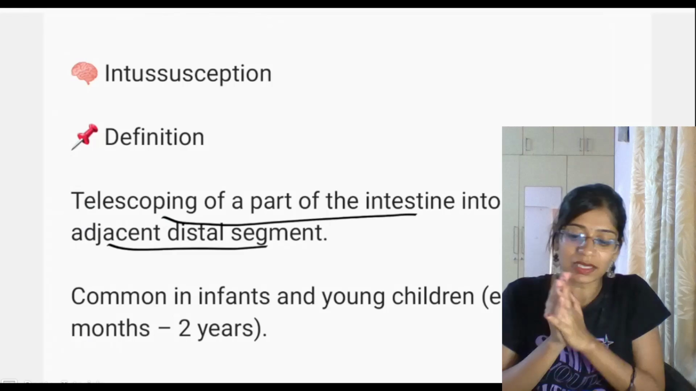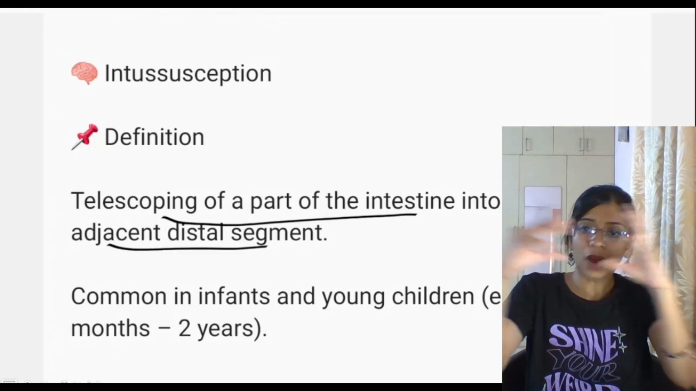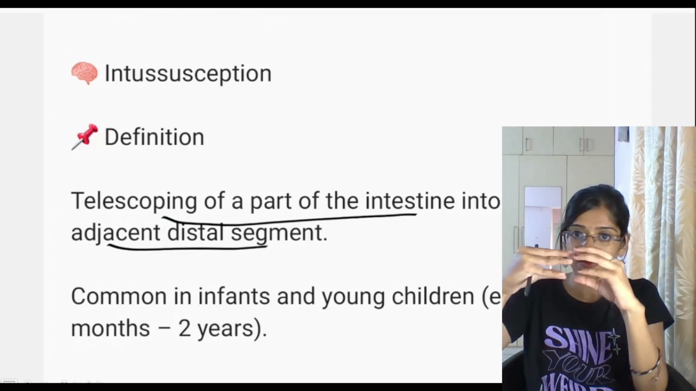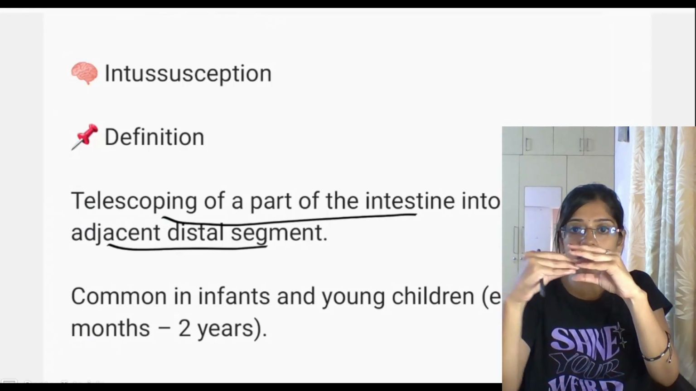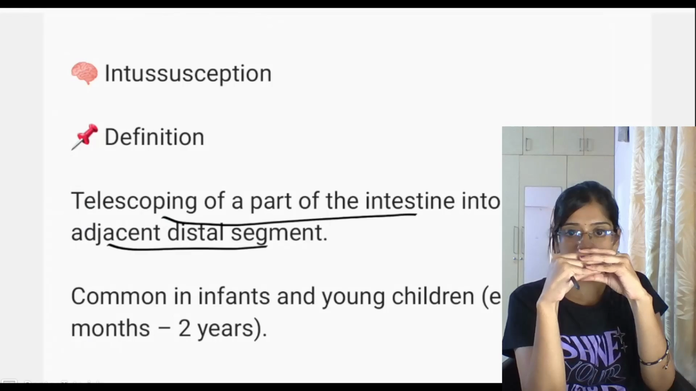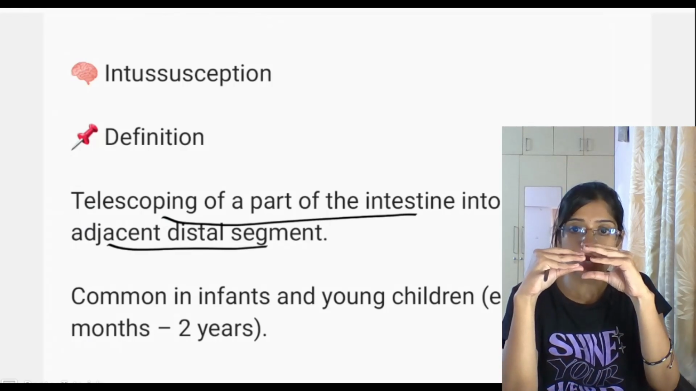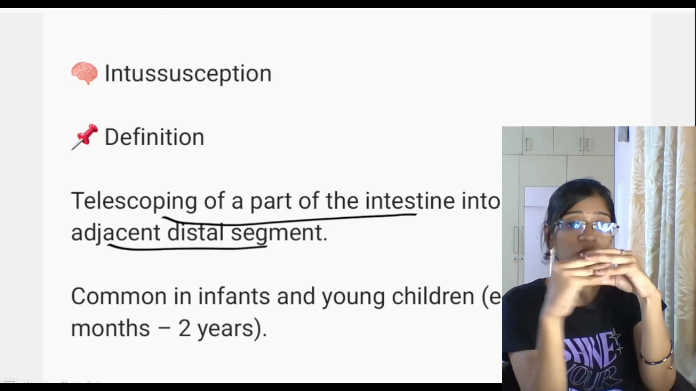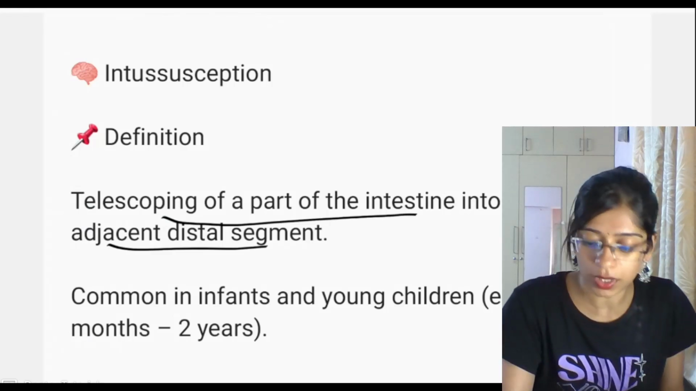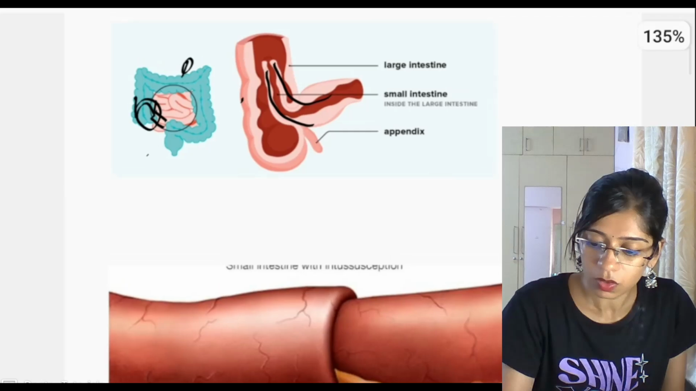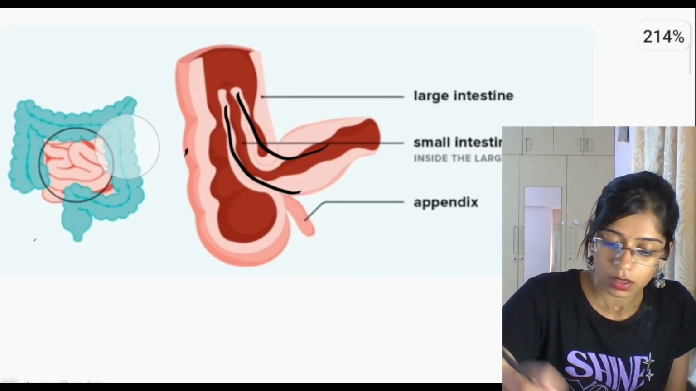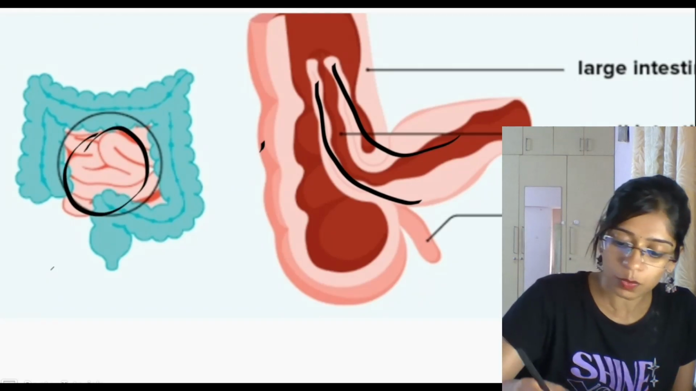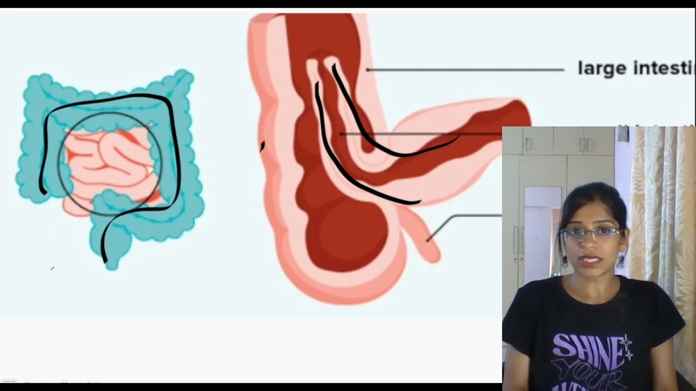In a simple way, a part of the intestine, due to some reasons, will invaginate or slide into the nearby part. It was supposed to be like this, but a part of the intestine will slide into the inside of the nearby part of the intestine. Look here. This is the small intestine, blue color. This is the large intestine.